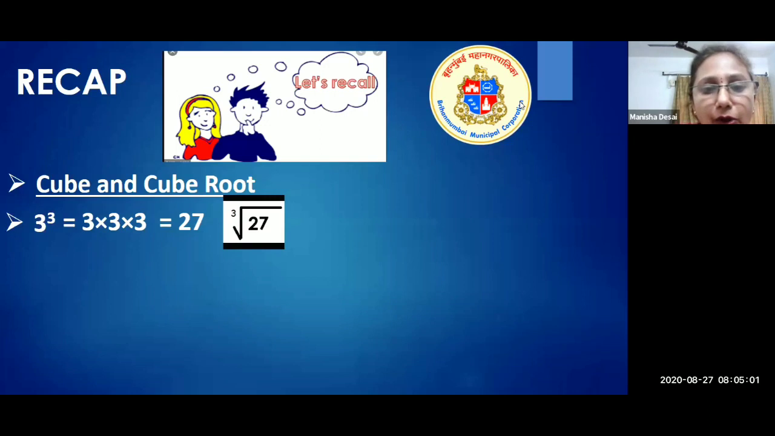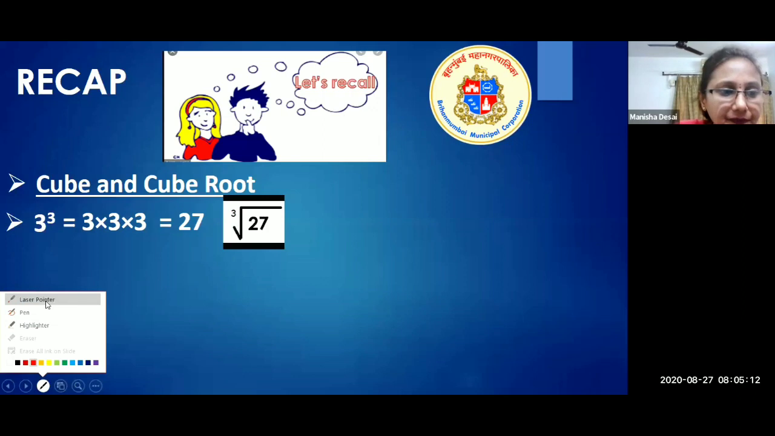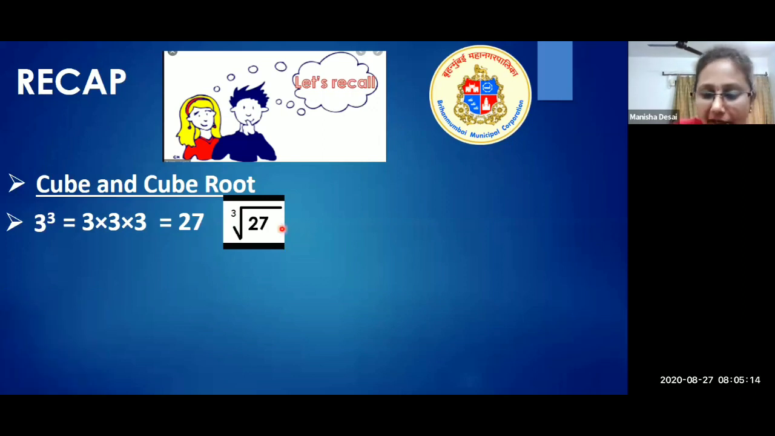Okay. So cube root of 27. How are you going to write the cube root of 27? You know that 27 is a cube of 3, right? So we are going to write this 27 as the cube of 3, right?